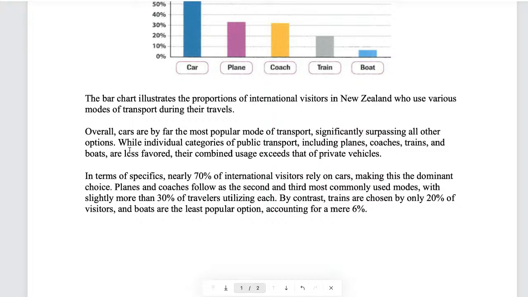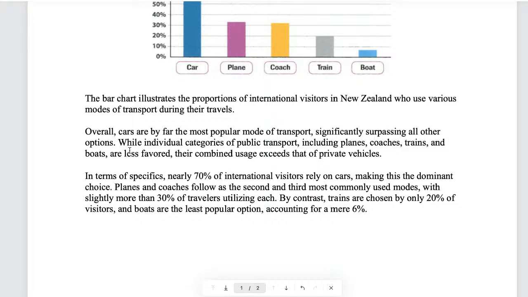V-I-V-I-D-U-A-L. Individual. Individual là riêng lẻ hay cá nhân nha. Categories, do you know categories? C-A-T-E-G-O-R-I-E-S. That's plural, okay? Individual categories.